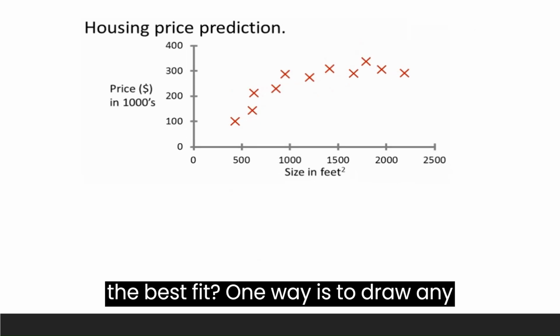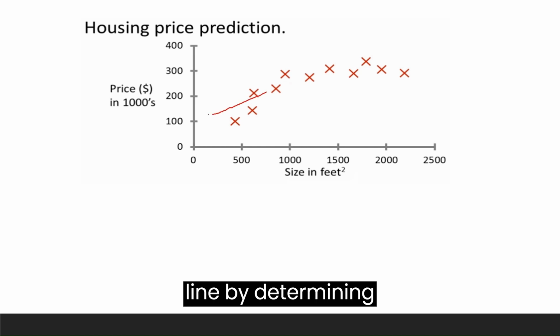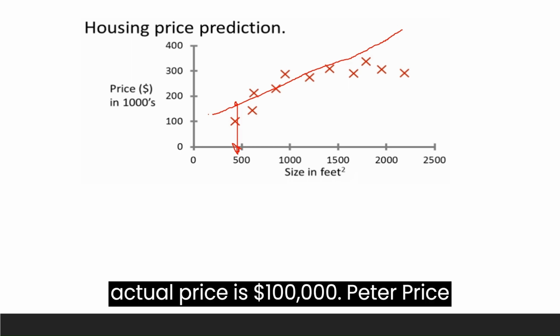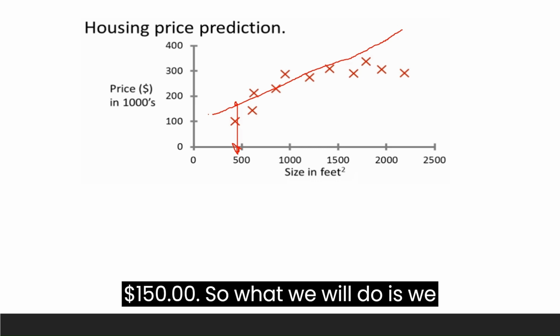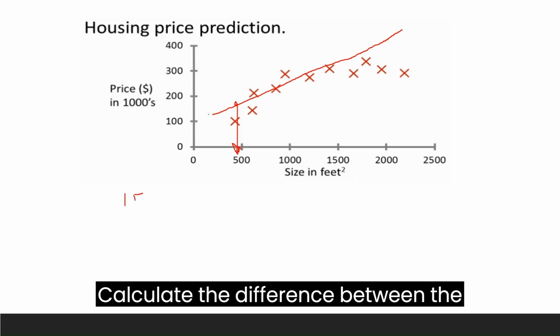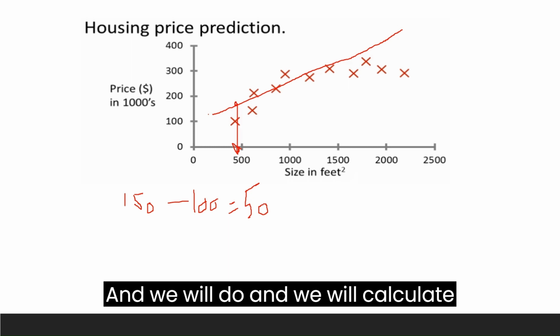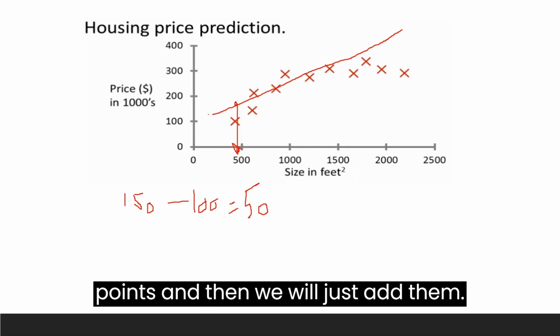So now how do we determine which line is the best fit? One way is to draw any line by initializing random values of m and c, and then calculate the error between the actual value and the value predicted by the line. As you can see here, the house with size 500 feet, its actual price is $100,000, but the line predicted it to be somewhere around $150,000. So we will just calculate the difference between the predicted value and the actual value, which is equal to 50. And we will calculate this error value for all of the data points and then add them.